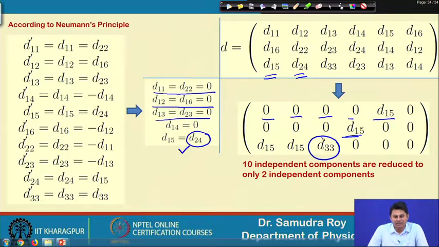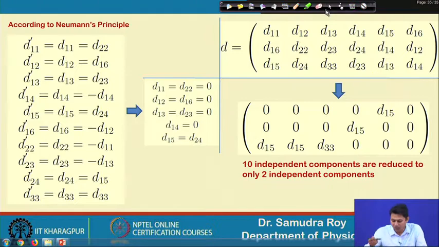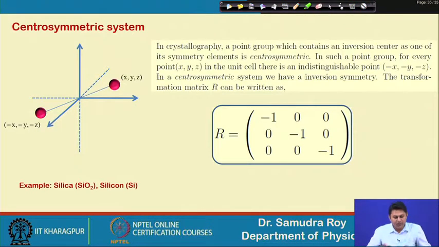That is, I think, a significant reduction of the coefficients, and now we find that we have only two components which are independent of each other. This symmetry operation basically gives us the idea of how one can find the D matrix, different D matrix. Well, let me finally tell about this centrosymmetric system, what is going on.